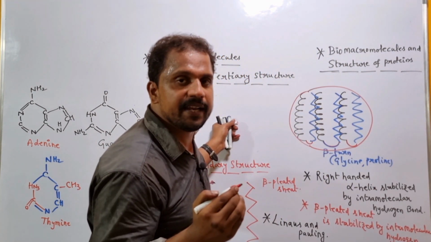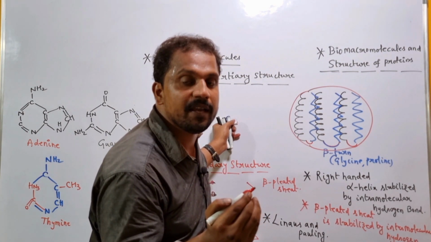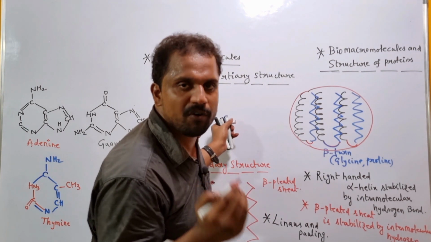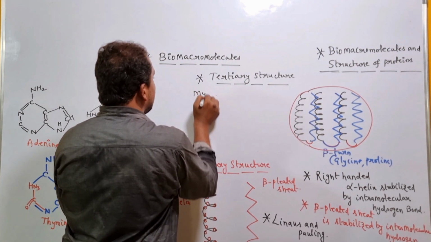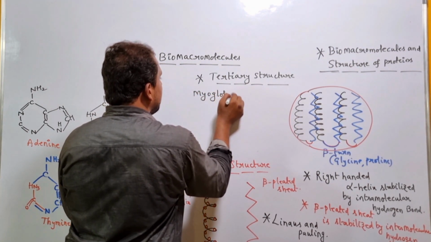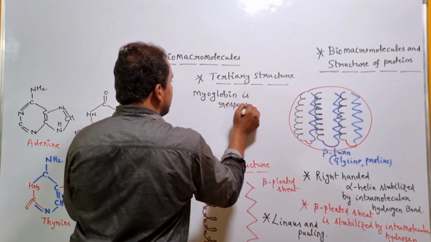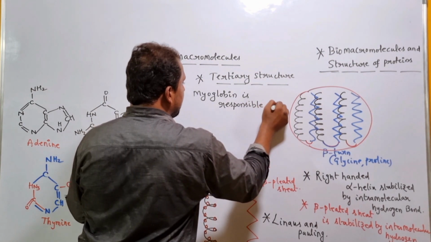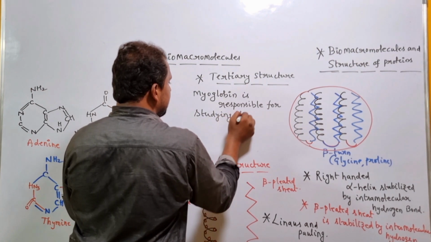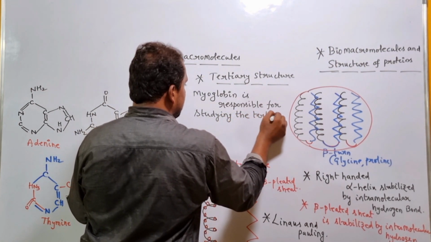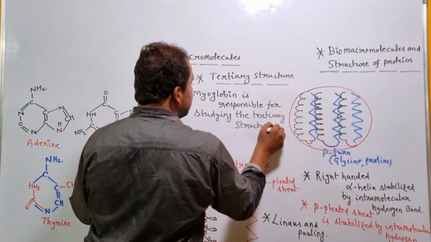In order to study the tertiary structure of protein, we can take advantage of a specific oxygen binding protein in whales, which is nothing but myoglobin. Myoglobin is used for studying the tertiary structure of proteins.